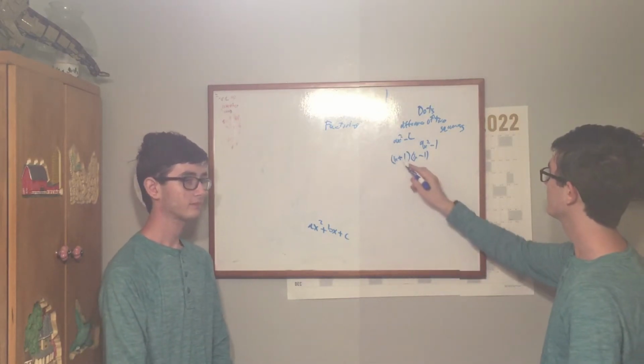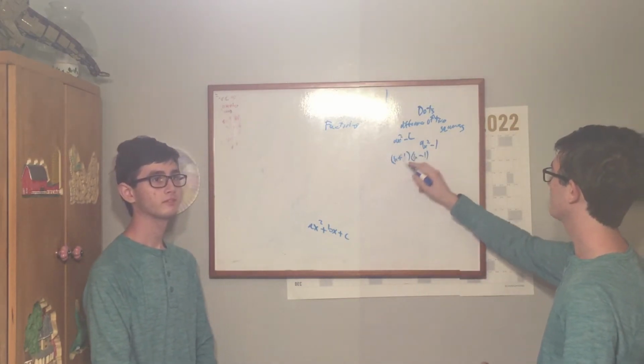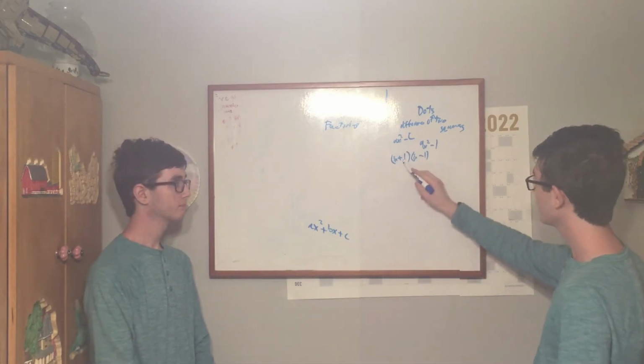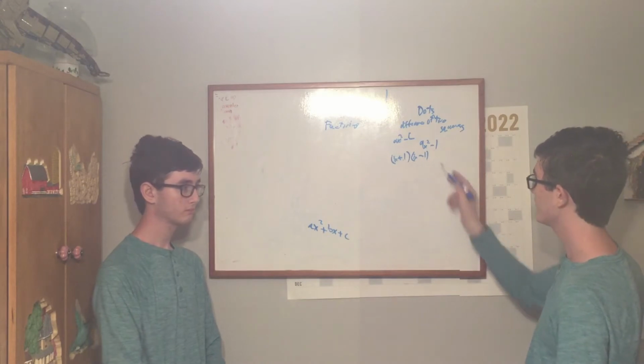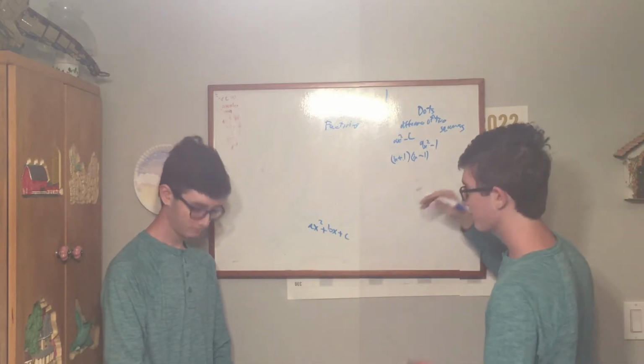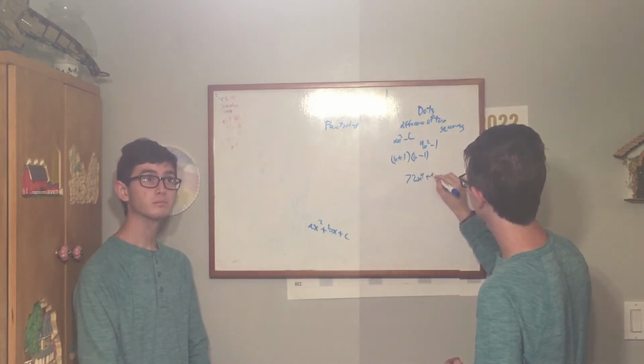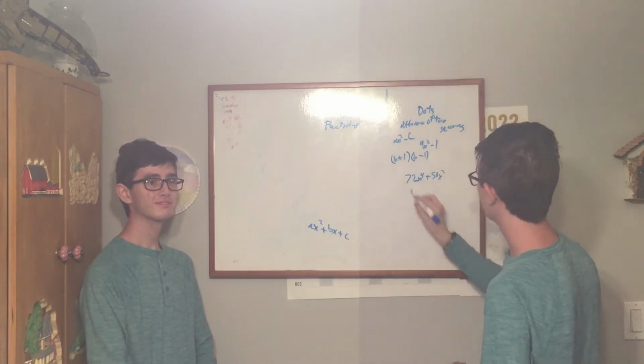So you factor it out, or FOIL it rather. Get 9x squared, negative 3x, 3x, and a negative 1. And the 3x and negative 3x cancel each other out, so that's why there's no b value. This can also work with a combination of things. So like 72x to the 4th minus 50y squared can also work.